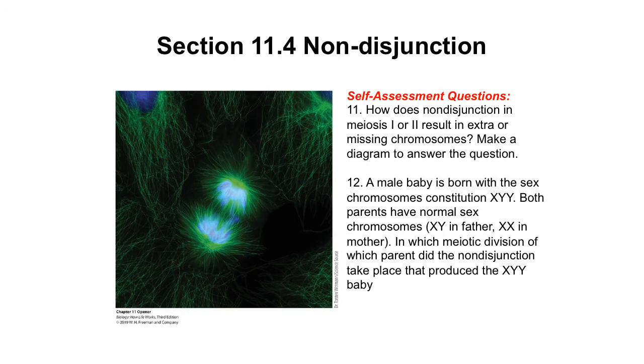To assess your understanding of this section, please answer the two following questions. One: how does non-disjunction in meiosis 1 or 2 result in extra or missing chromosomes? Try to make a diagram to answer the question. Two: a male baby is born with the sex chromosome constitution XYY. Both parents have normal sex chromosomes, XY in the father, XX in the mother. In which meiotic division of which parent did the non-disjunction take place that produced the XYY baby?